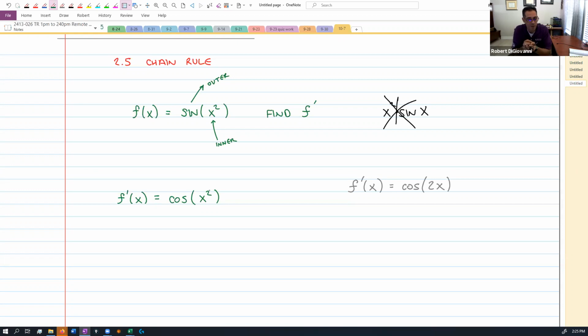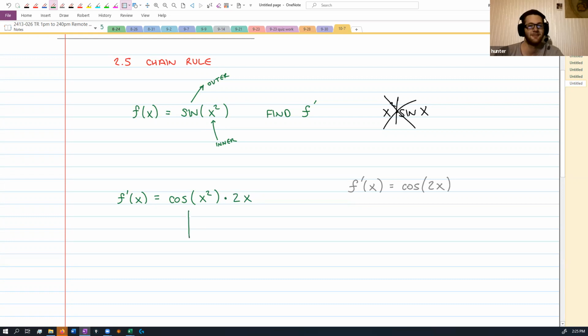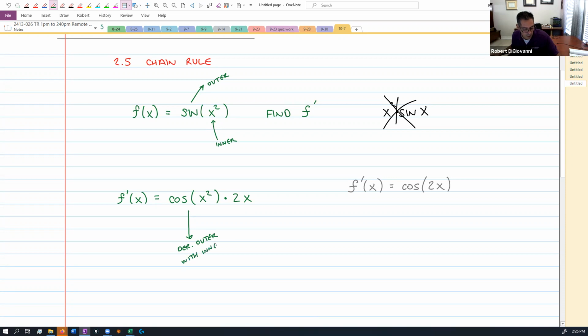The next layer inside that is the x squared, right? Now you're going to differentiate that. What's the derivative of x squared? 2x. You will multiply it times the derivative of the inner layer. So look, it'll be this: the derivative of the outer layer with the inner left alone, and then you multiply by the derivative of the inner layer. And you're done. That's the derivative. I'll give you a second to write that.